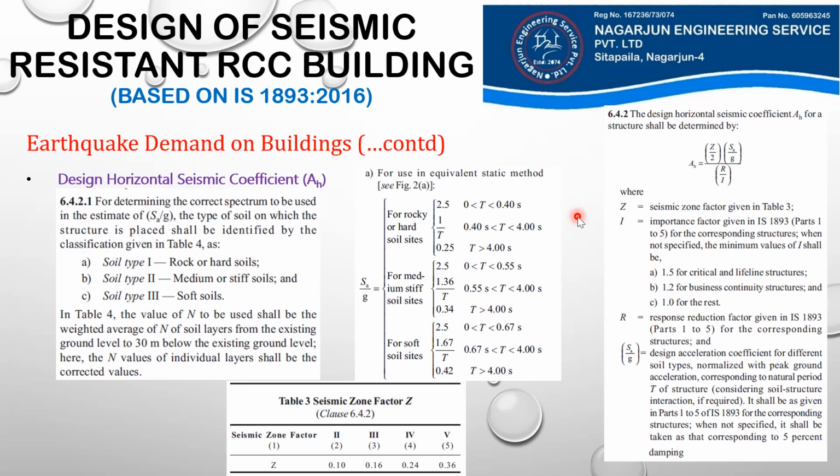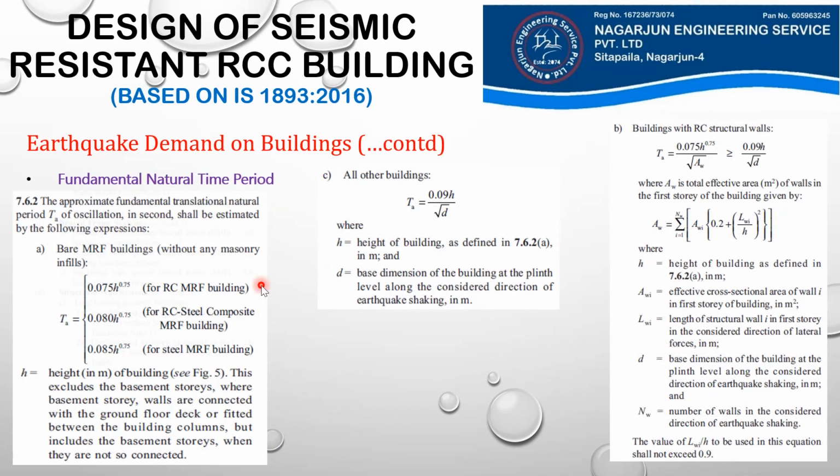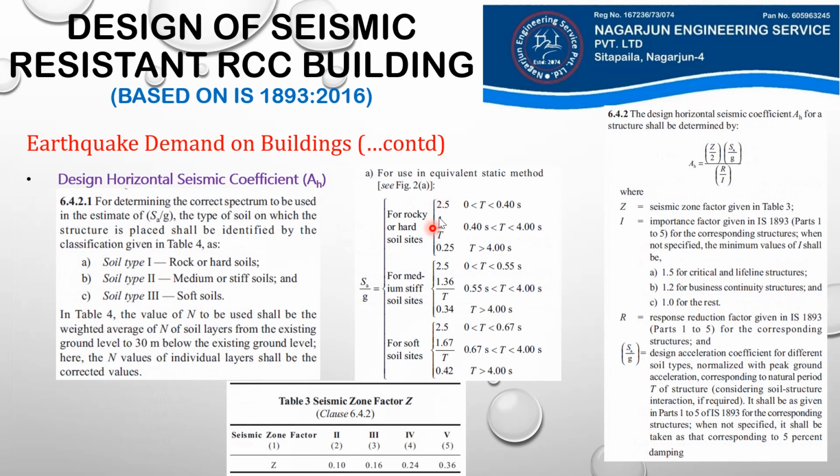So we knew how to calculate the seismic weight, and we knew how to calculate this seismic coefficient. Now we can calculate base shear also, because base shear is equal to this horizontal seismic coefficient into seismic weight. In the previous slide, we saw that the value of Sa by g, or this design acceleration coefficient, is based on the time period of the structure.